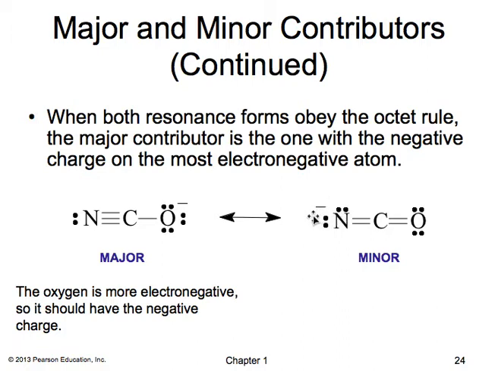Now, this is not a true resonance representation because while it does show the double-headed arrow, it's not in brackets. So again, if you are missing the brackets in your exam, for example, this would lead to points being taken off. So please be careful about that. Now, of these two, this one is the major contributor, because the oxygen is more electronegative, so it should have the negative charge.